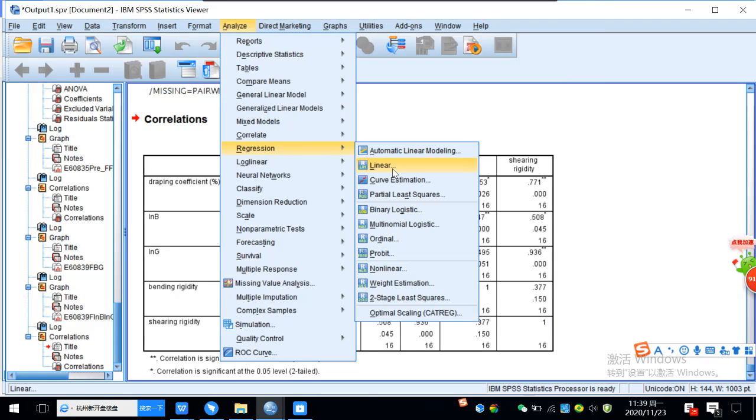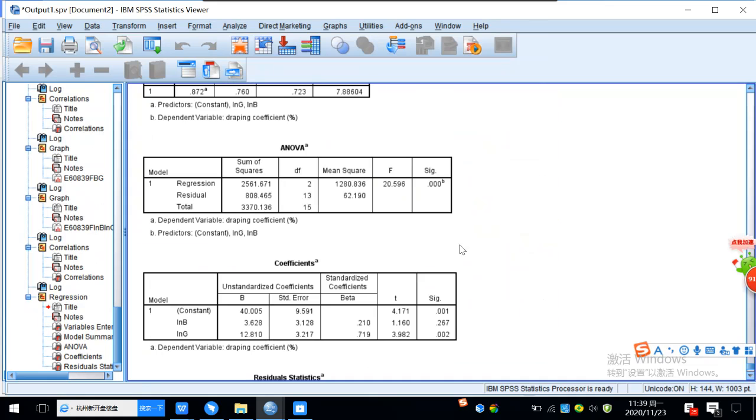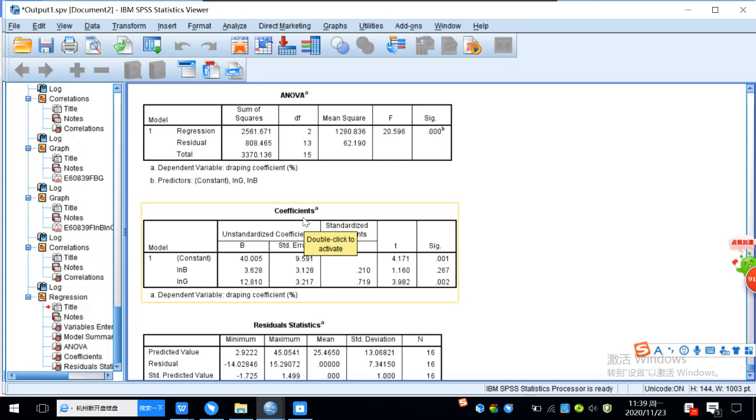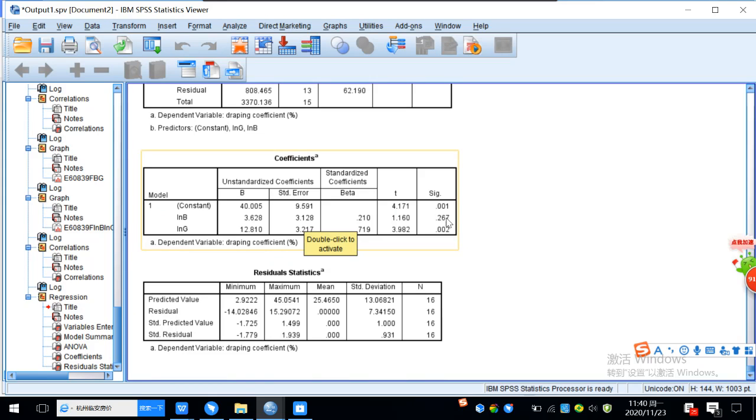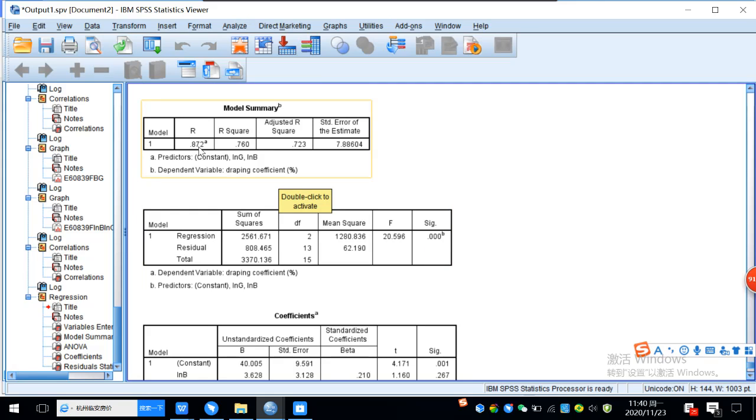Use regression, linear, draping coefficient. Here, we will use log B and log G. Firstly, we will use enter. From the ANOVA, the model is significant at the 0.001 level. When we check the coefficient, the log B is still not significant. It's 0.267. But for log G, it's very significant. And for R, here is 0.872. It's more than when we use G. So that means the model is better than the former one.